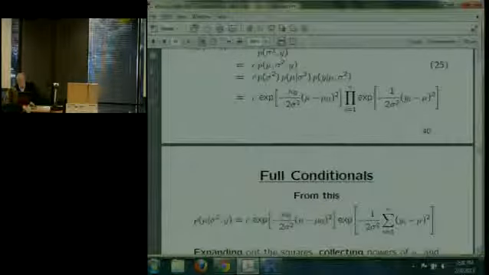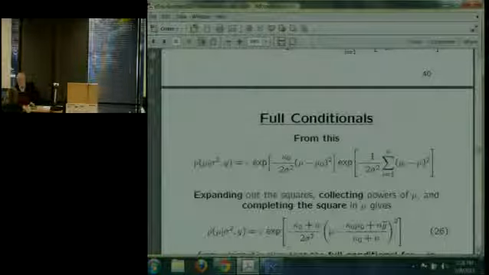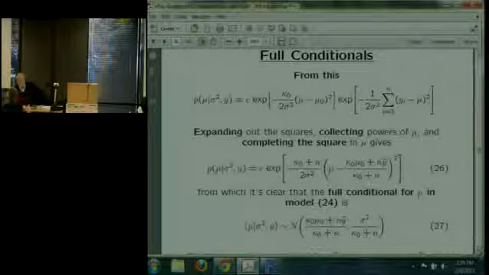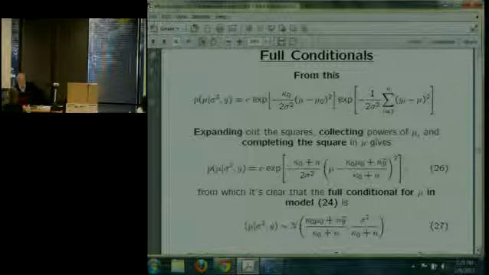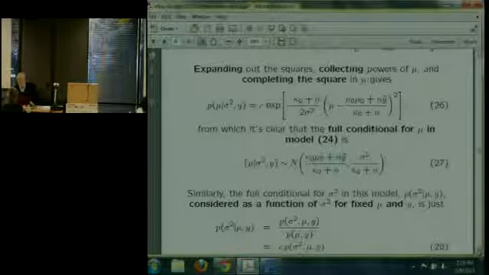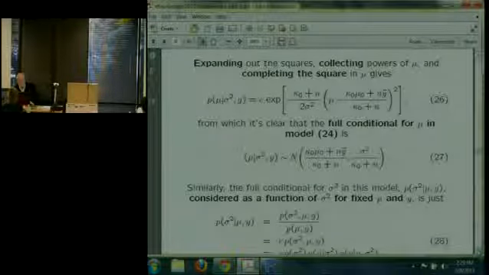And it turns out that you can rewrite it by expanding out the squares, collecting powers of mu, and completing the square. And you find right away that the full conditional for mu is normal. And the updating rules, we've actually seen them before when we talked about the Gaussian before: a weighted average of the prior mean and the data mean, weighted by the prior sample size and the data sample size, and so on. So the full conditional for mu is a particular normal distribution.